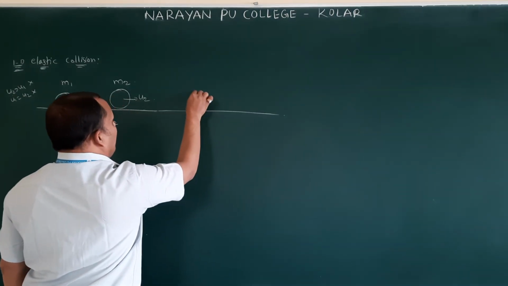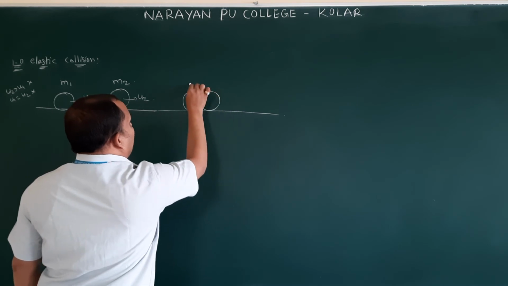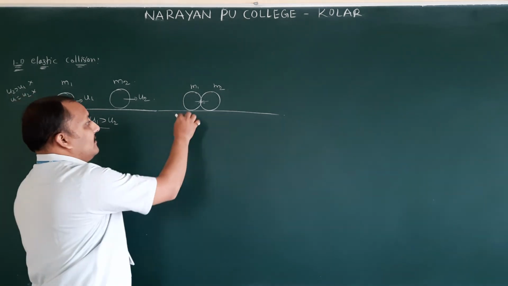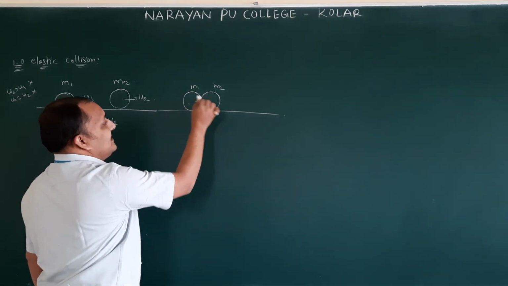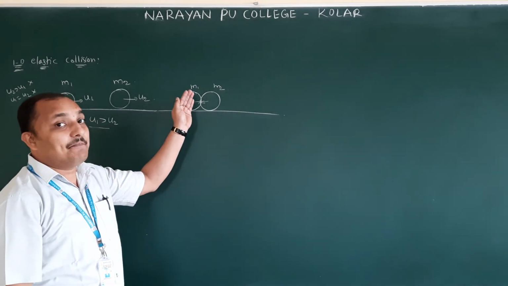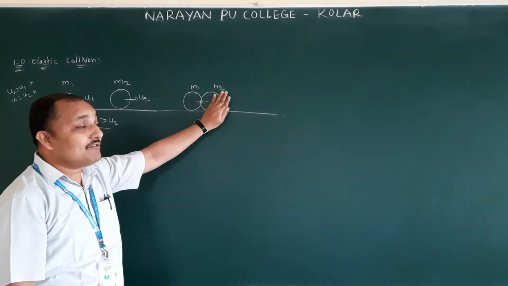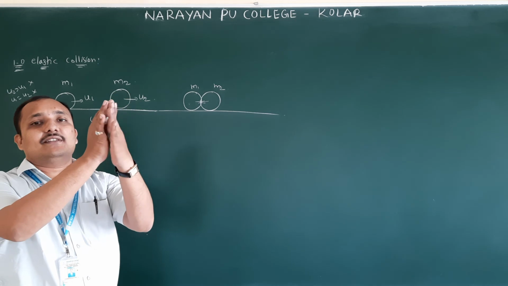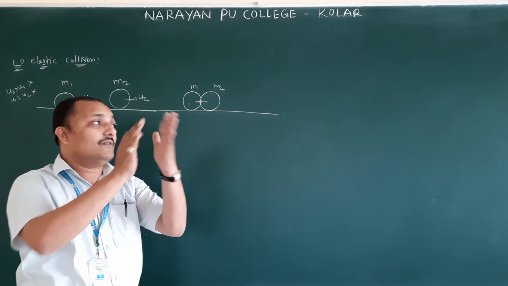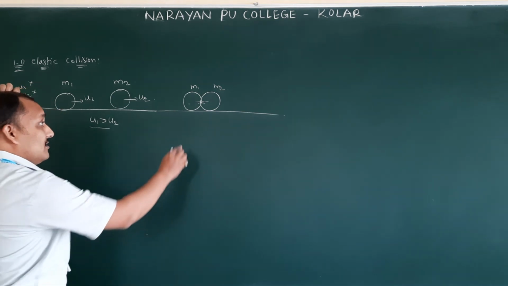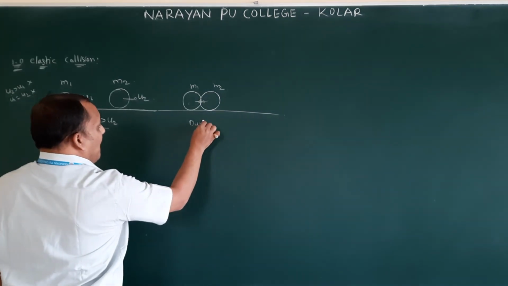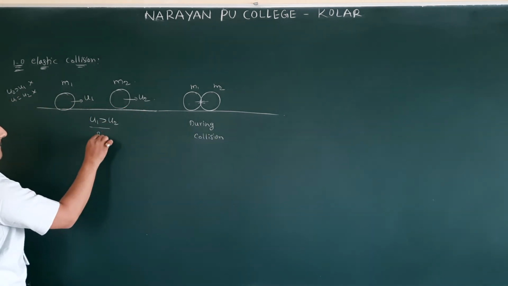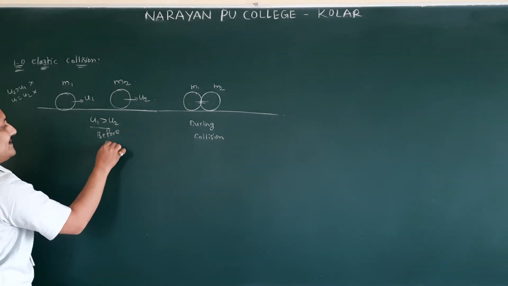And during collision, so m1, m2. So this is first object, this is second object. First one is going to impart some force on second one, and second one is going to impart some force on first one. Both are going to. So if I am doing like this, this hand is applying some force on this hand. Therefore, interaction is going to happen. So this is during collision. This is before collision.